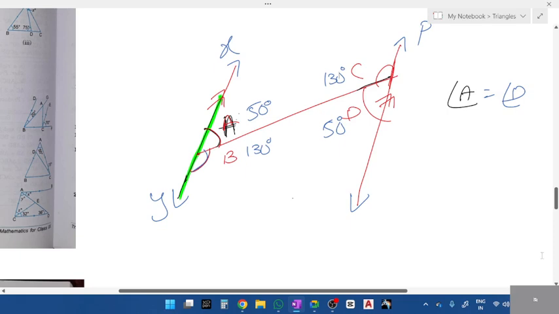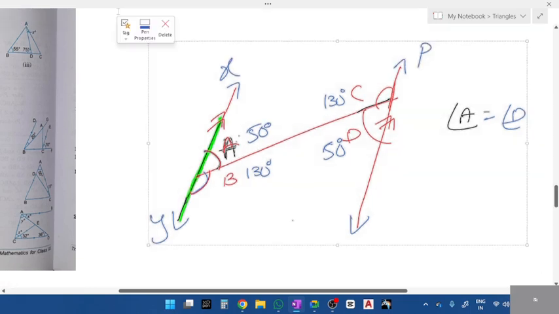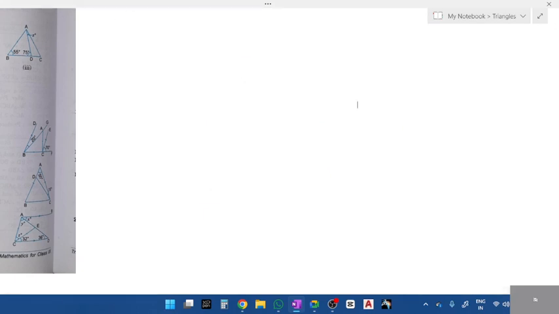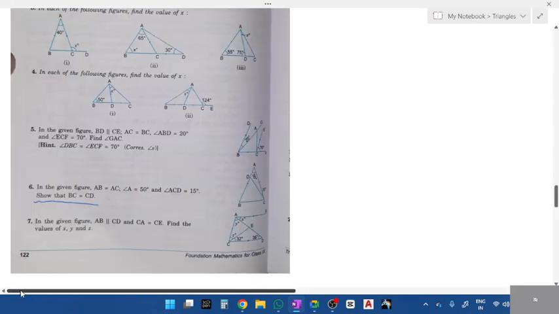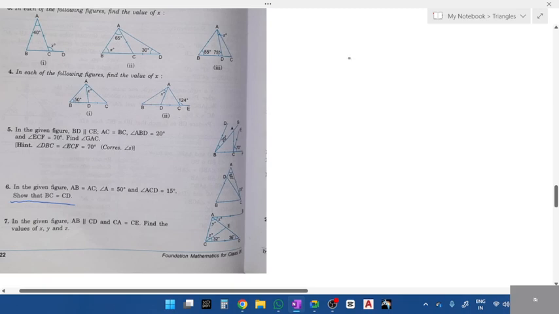What else is required? Interior alternate. Okay, these two are fine. Vertically opposite, interior alternate for parallel lines. Shall we start solving the other question? Fifth one. Okay, what's the question? In the given figure, which two are parallel lines, students? BD is parallel to CE in this direction. CE.